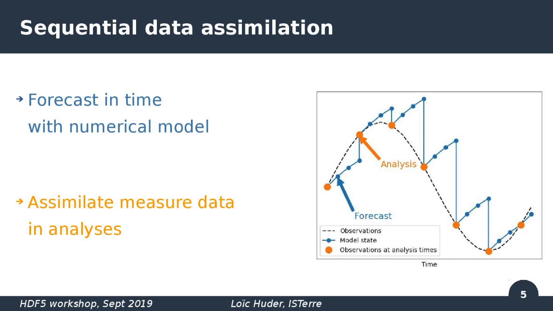So at some point, we will correct this forecast by assimilating the measurement data. We correct the forecast with the observation at this time in what we call an analysis step. And then we continue forecasting, analyzing, forecasting, analysis, and so on. This allows us to have an evolution of the quantity of interest that is closer to reality than what we would have with numerical simulation alone.